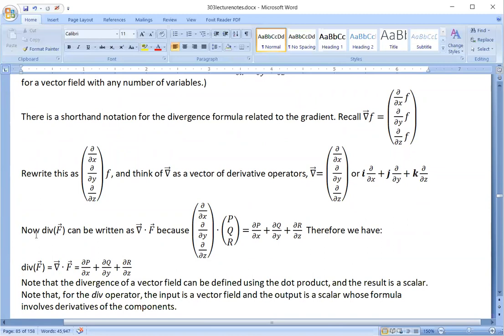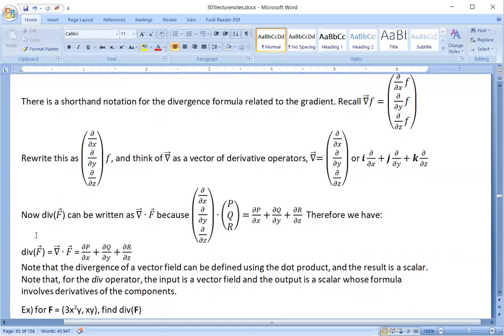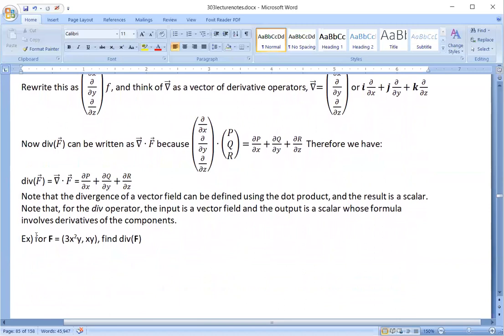So to take a step back for a second, notice that the divergence of a vector field can be defined using the dot product. And anything defined with a dot product means the result is going to be a scalar. Also notice that the input is a vector field and the output is a scalar, and that formula involves derivatives of the components. So let's do a calculation to see how it works.